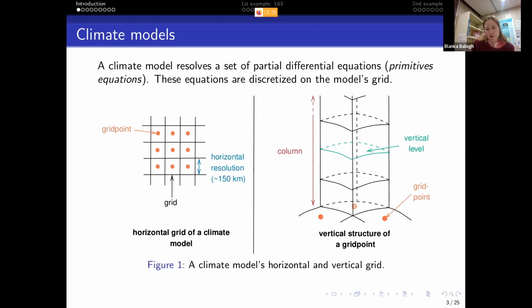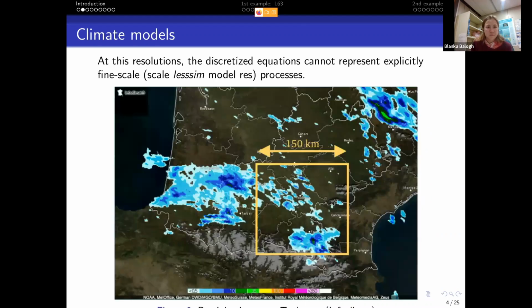The equations are also discretized to describe the vertical structure of the atmosphere. To each grid point corresponds a column, where the equations are discretized on several vertical levels. For example, in the case of Arpège Climat, which is the model that I am working with, there are 91 vertical levels from the surface to the top of the atmosphere.